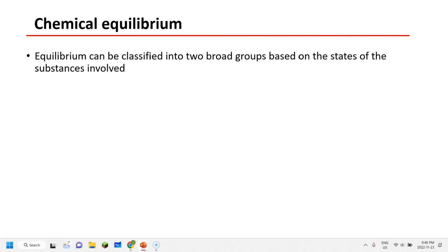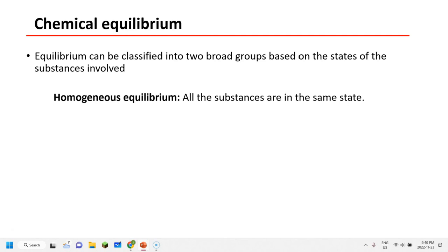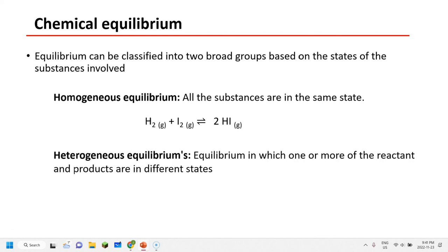Now, our equilibrium systems can be established as 2 types. We can have a homogeneous equilibrium where all of my substances in the equation are in the same state, for example, in this equilibrium where they're all gas particles, or they can be a heterogeneous equilibrium where they're in different states. And here we can establish an equilibrium between the liquid and gas form of water.